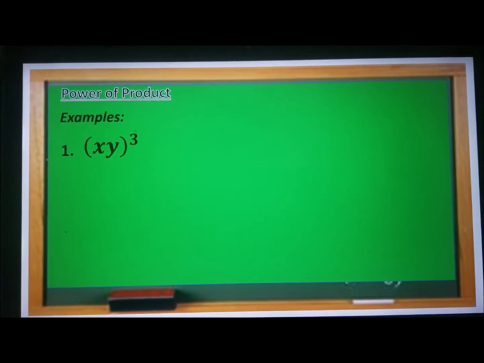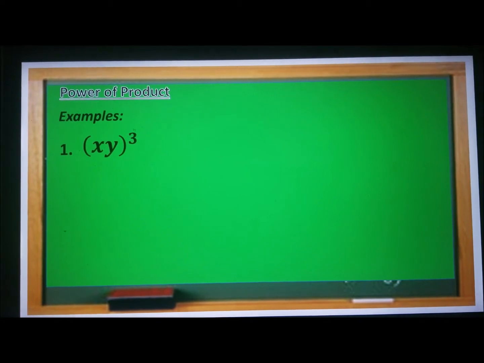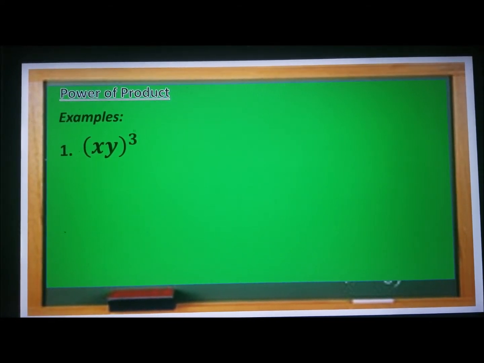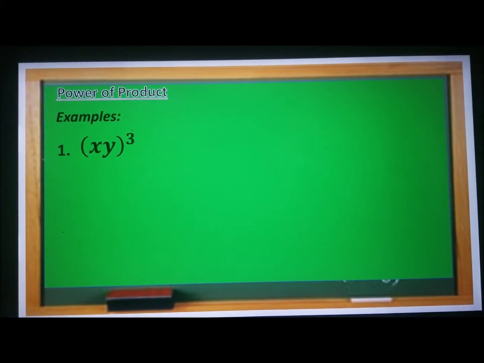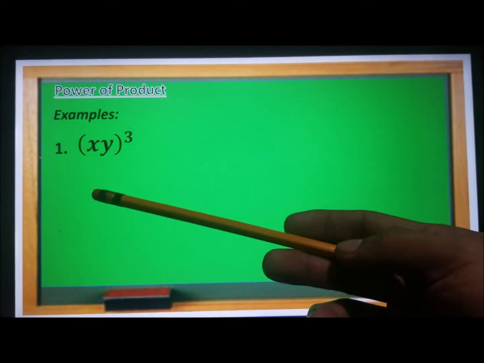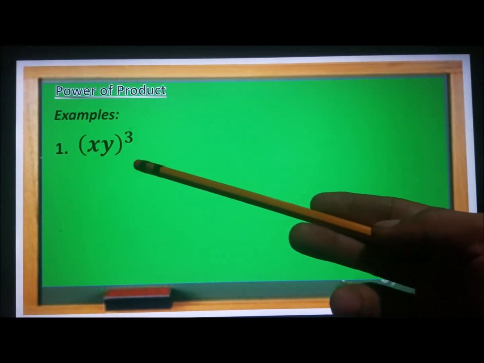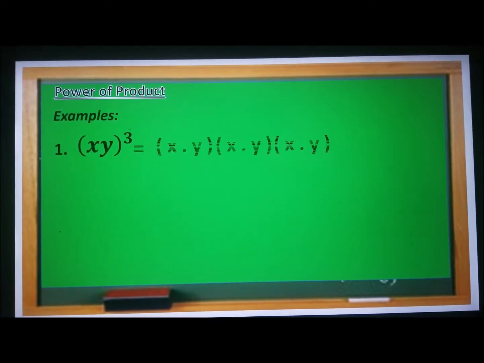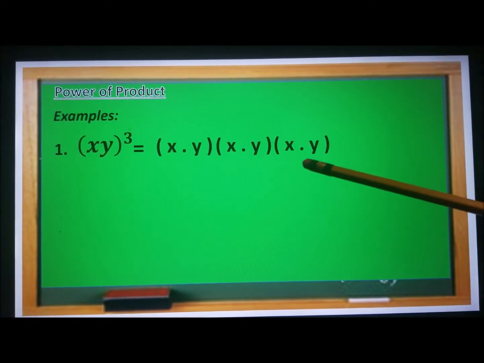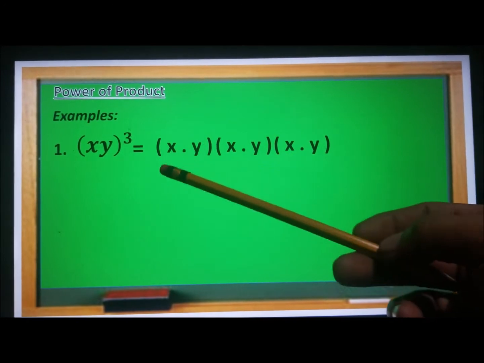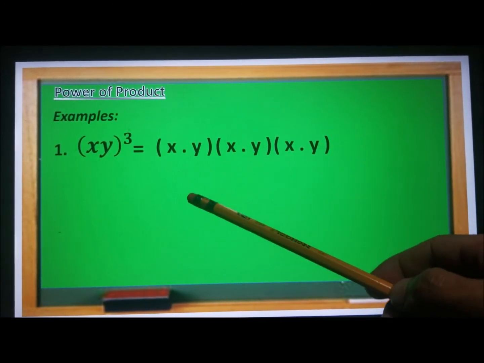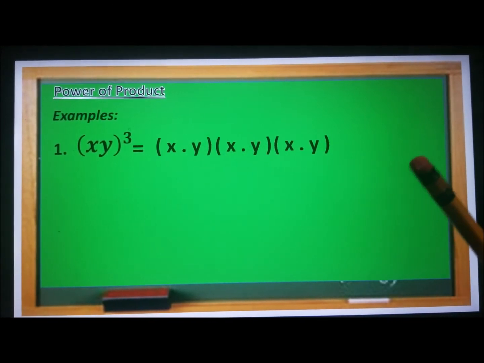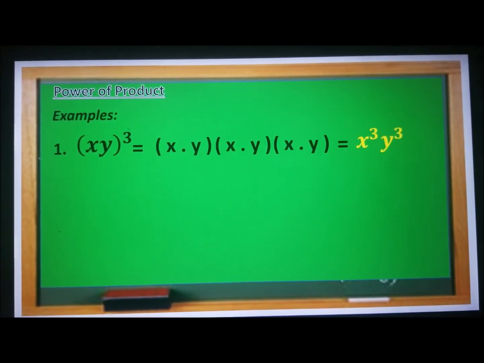For the examples, let's have the product of x and y raised to 3. Solving this kind of problem traditionally, all we have to do is expand, or multiply the base, which is xy, by itself 3 times. So we'll have x times y times x times y times x times y. Then count the number of x: 1, 2, 3. And the number of y, which is also 1, 2, 3. So we'll have x cubed, y cubed.